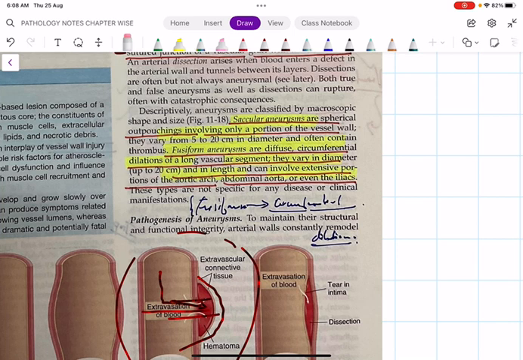True aneurysm, intact vessel wall. False aneurysm, there is a defect in the vessel wall. Among the true aneurysms, saccular is whenever there is an outpouching involving only a small portion of the blood vessel, and the second one is called fusiform, when a long vascular segment of the blood vessel is involved.